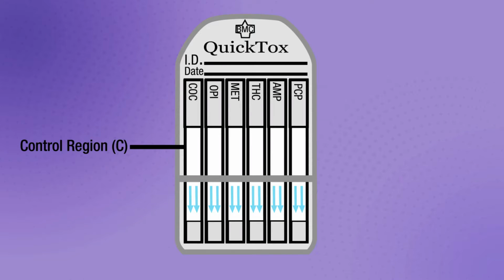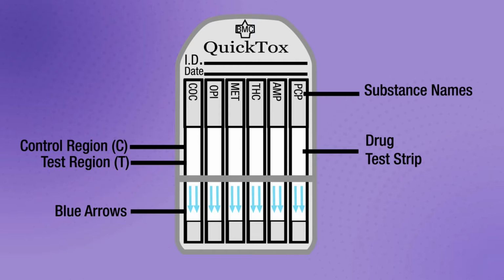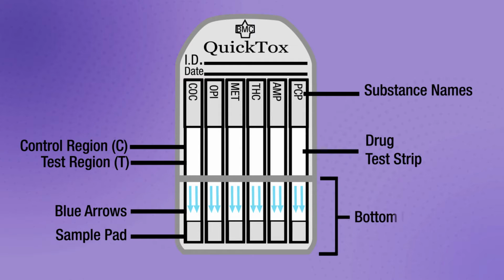Let's go over the Quick Tox card and show how to interpret the results. This is the control region. Here is the test region, substance names, drug test strip, blue maximum dip level arrows, sample pad, and the bottom cover.